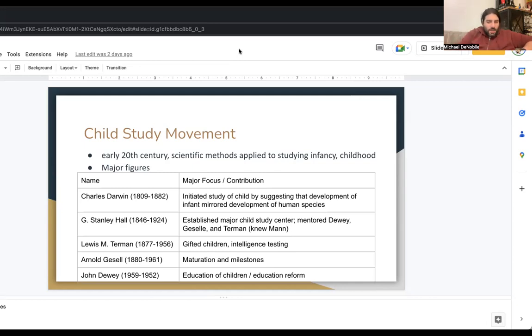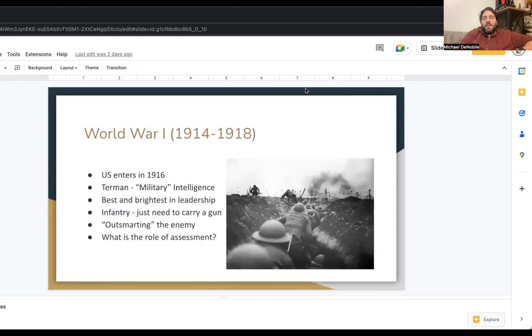That is a typo, which I will correct. John Dewey could not have been born in 1959 and passed away in 1952. He was born in 1859 and passed away in 1952. So I apologize for that.